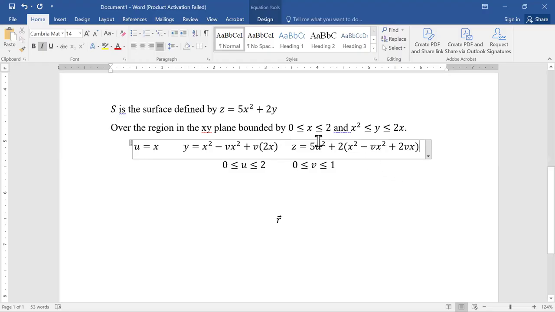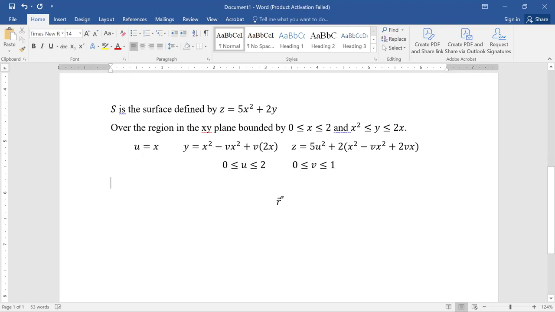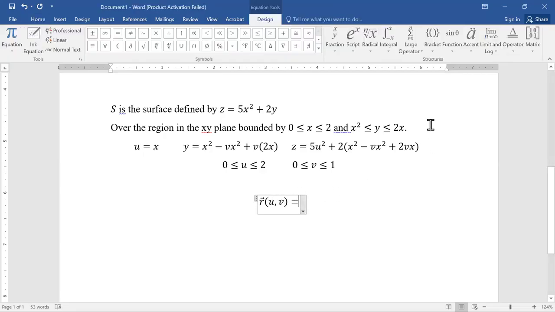And if you wanted to, you could do a simplification. And so that is what's giving your parameterization. Your parameterization is, again, going to be this vector valued function. The x component is going to be u. That's pretty simple. The y component is going to be x squared minus vx squared plus 2x times v.